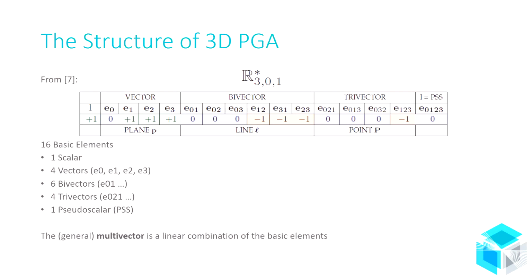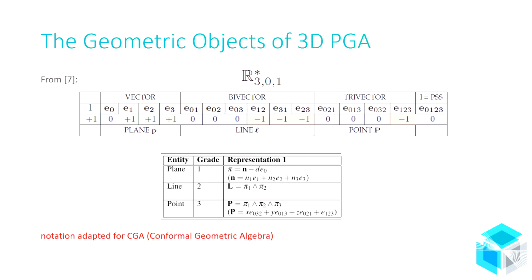This is the structure of 3D PGA. In principle, there are 16 basic elements: the scalar, then the vector part, the bivector part, and the trivector part. This is already mentioned by Leo. Then we have the representations of planes, lines, and points.